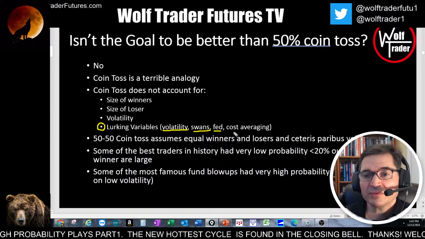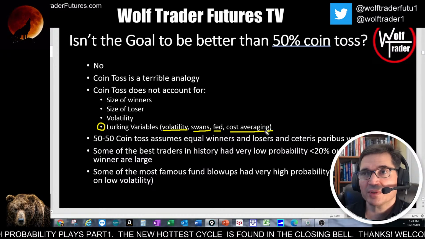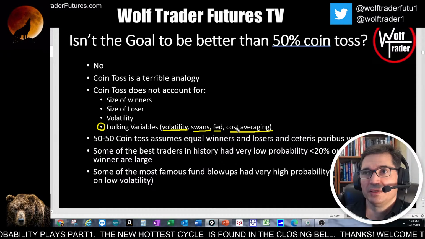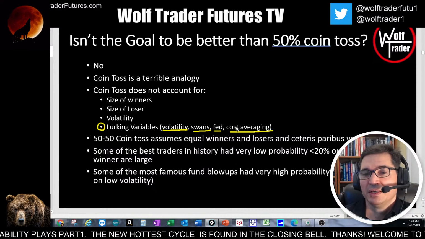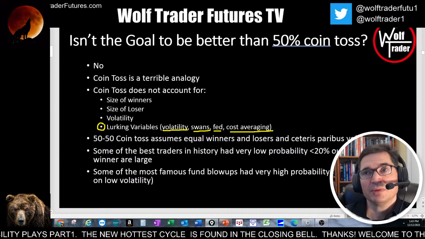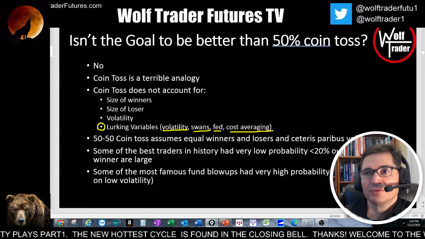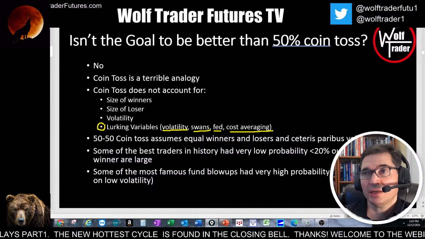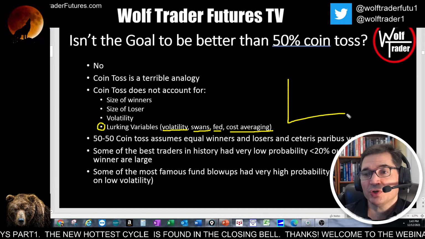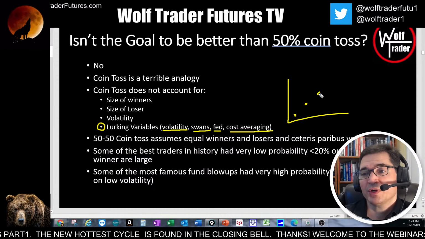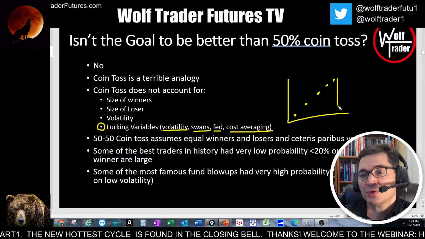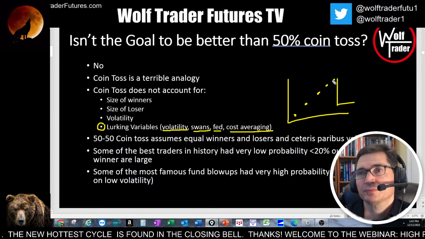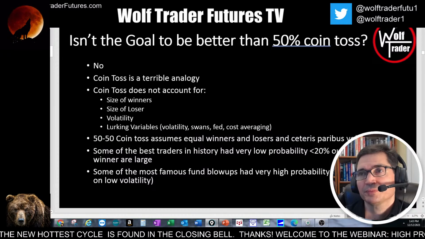Cost averaging is a lurking variable. You're pretending like everything's fine when it's not fine, right? You're just averaging your price up, and then it gets really bad. That's another problem. That's a high probability play that people try to pull off. They cost average in. Oh, look at my portfolio, it's doing so good. They show this portfolio with all these winners, and then all of a sudden it just goes off a cliff like this, right? Because you're cost averaging. That's not real. It's a lurking variable.